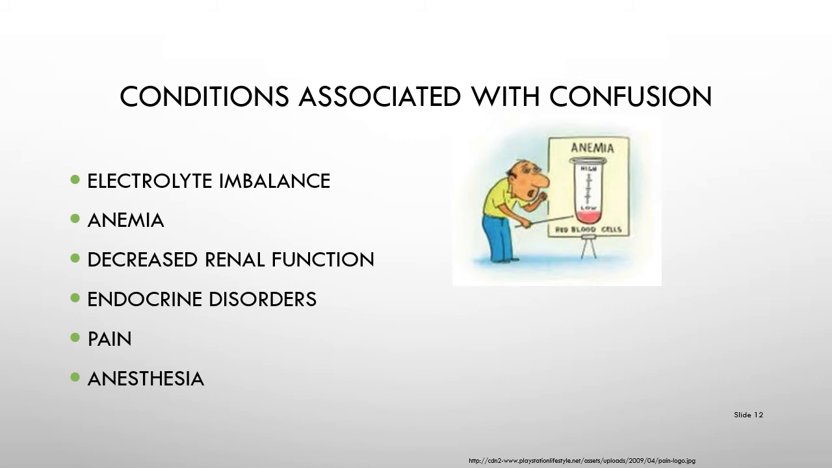Decreased renal function. If you don't have enough nephrons doing their job, toxicity is going to be a big potential problem. If you're not excreting these things, it can build up and that could lead to confusion. With endocrine disorders, it could be too much or too little. Hormones can wreak havoc in one's body. Too much or too little insulin, a low thyroid, all these things can lead to confusion.